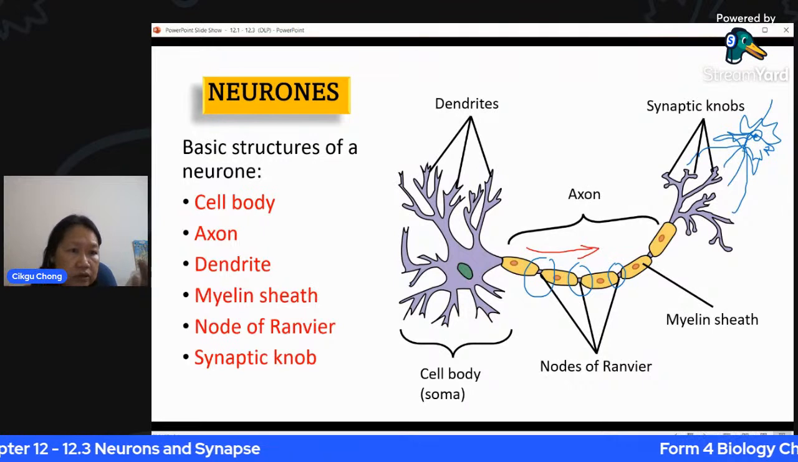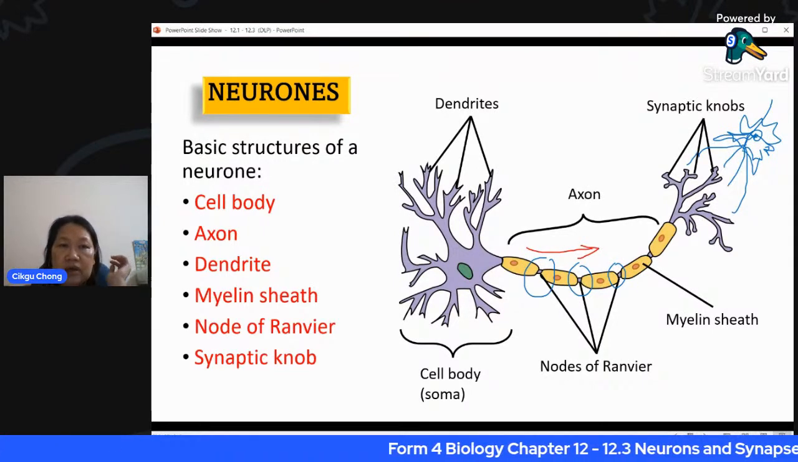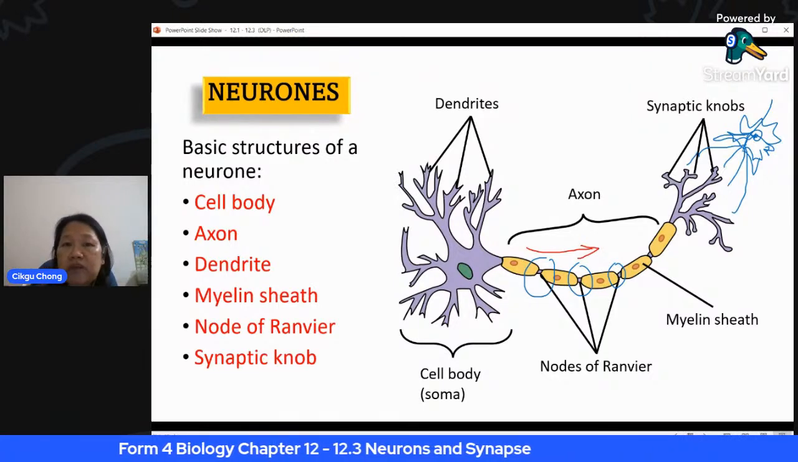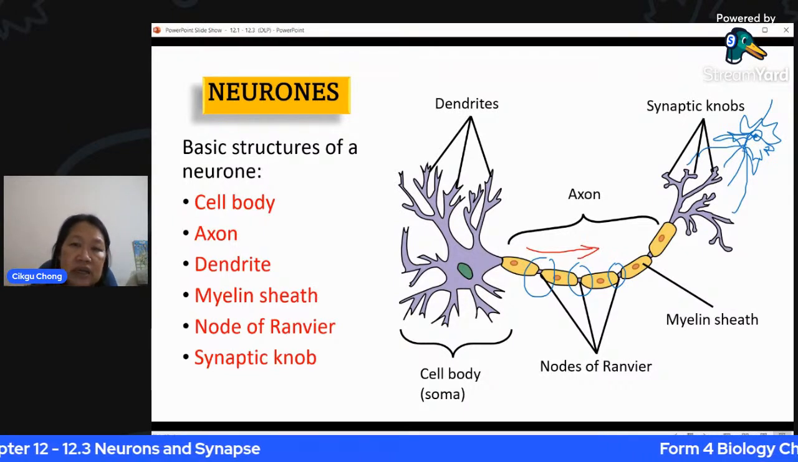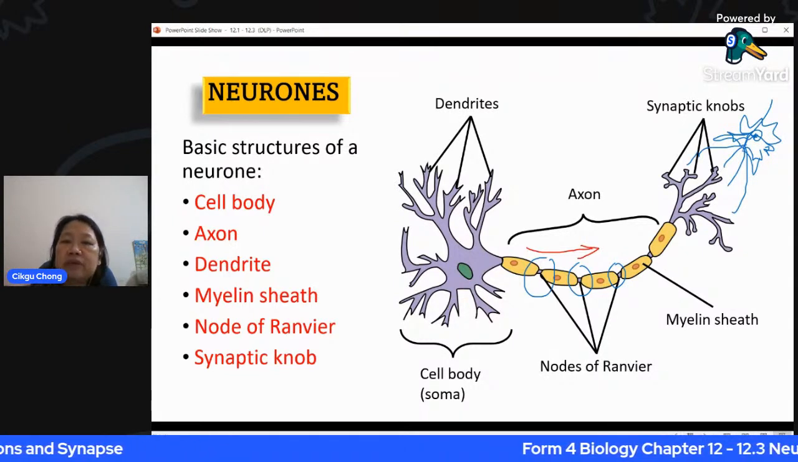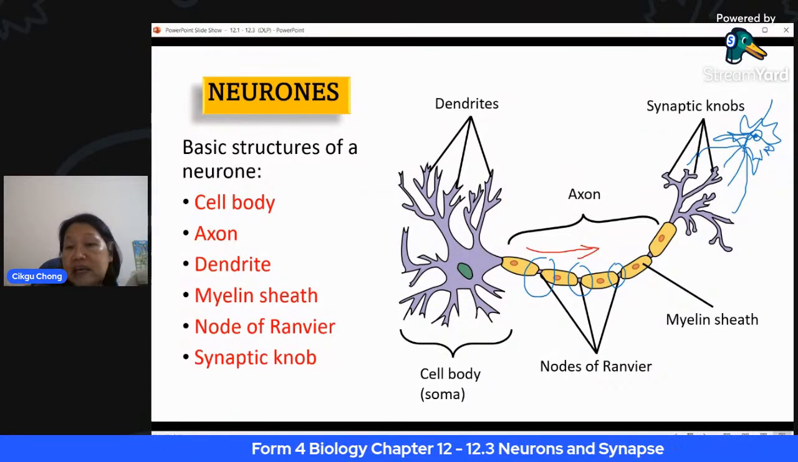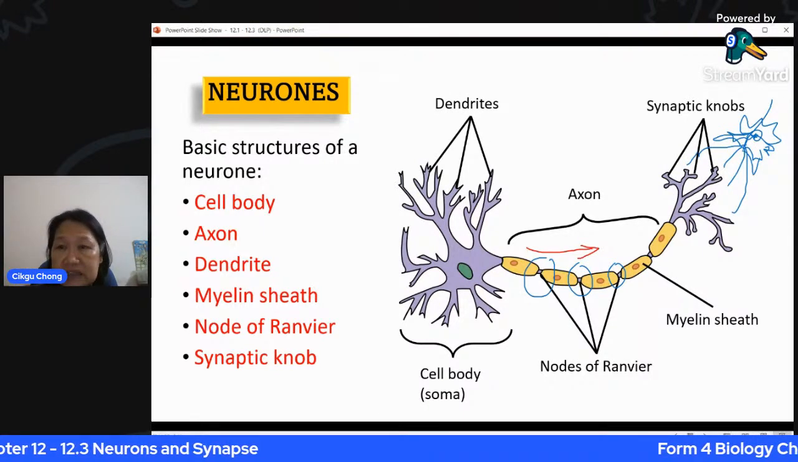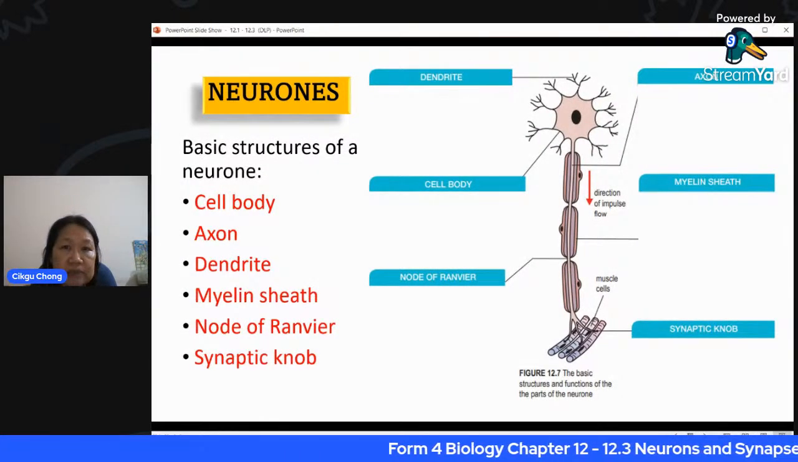All right, so 1, 2, 3, 4, 5, 6 basic structures of a neuron. Again, just now you saw the three neurons, they look a little bit different from each other. Each one will have slight variations in terms of the length of the axon, and maybe the location of where the cell body is. So they will give you an indication what type of neuron it is. Now let's look at the function of these particular parts.